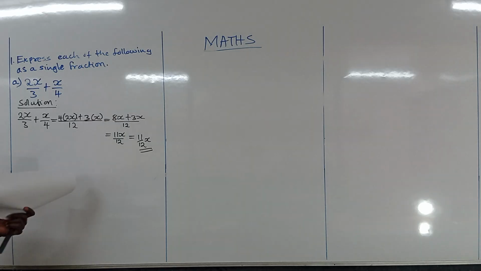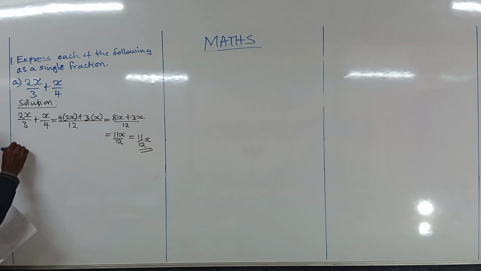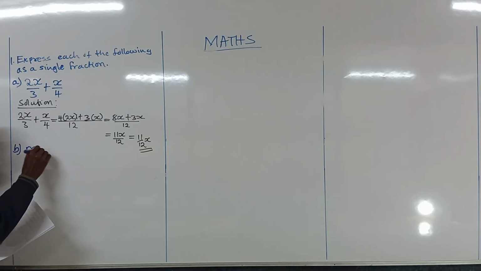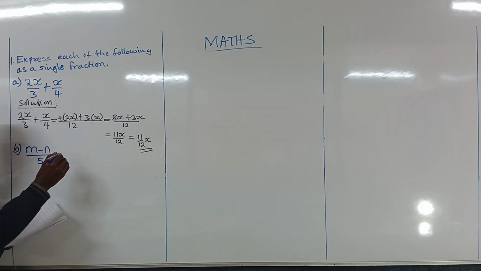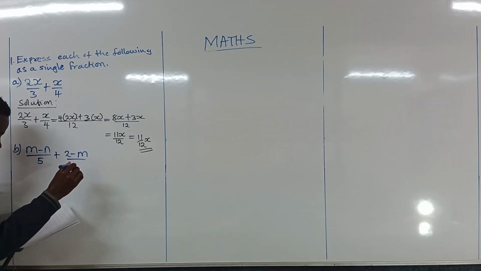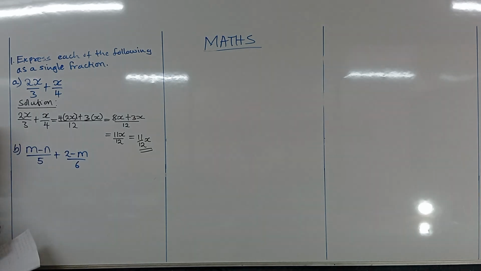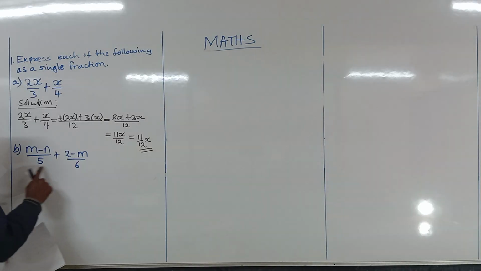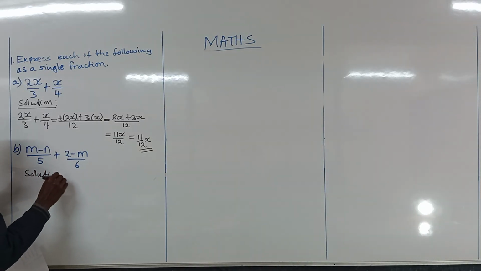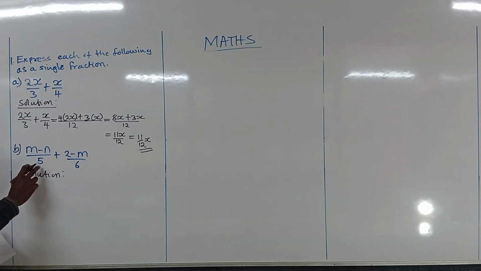And then we also have our second question, which reads as m minus n out of 5 plus 2 minus m out of 6. So our solution, we look for the LCM of the denominators first. The LCM of 5 and 6 is 30.